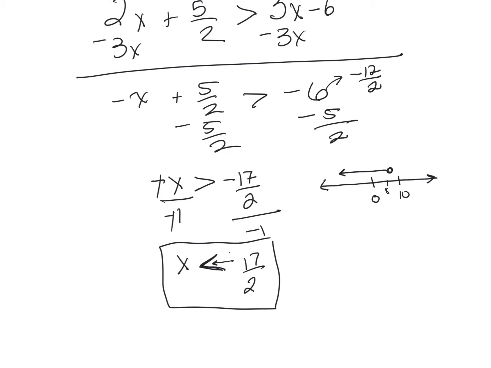It's also, you might have heard, like when we teach it to little kids, we say the alligator is eating the bigger number. So 17 halves is bigger than all the x's that we could have. It's an open circle here because we're not including the 17 halves. If there was a line under here, then we would close that circle. But we're not because there isn't. The other way that we could represent our answer is all the numbers from negative infinity up to, but not including, 17 halves.